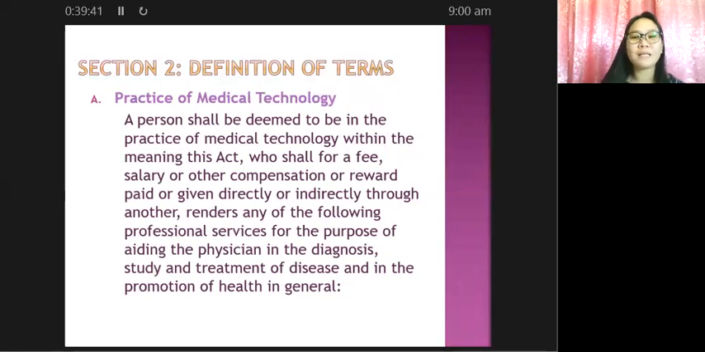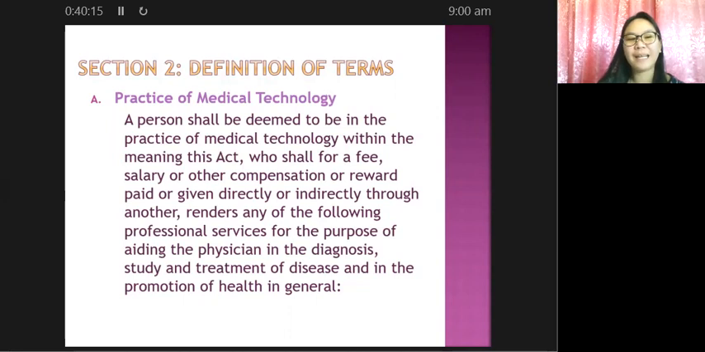If you are going to look at Section 2 of the original 5527, letter A is medical technology. It's not the practice of medical technology. I will be providing a discussion of the difference. This is the only term that was amended as part of Section 2. So instead of medical technology, it is now referred to as the practice of medical technology.